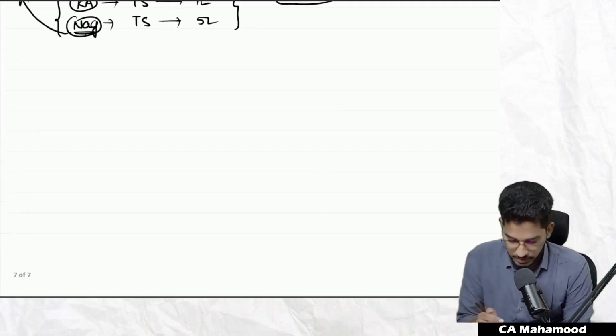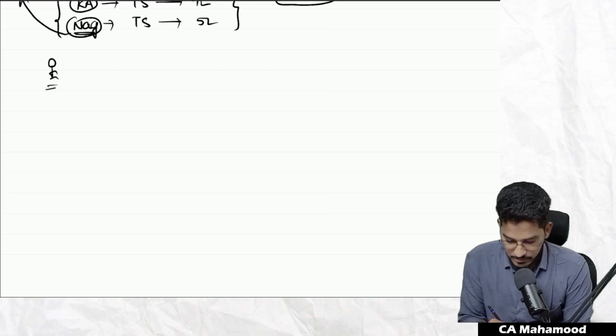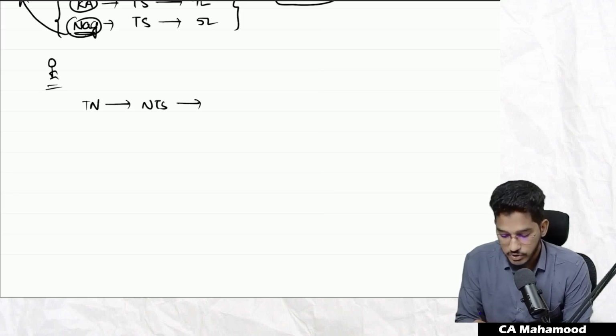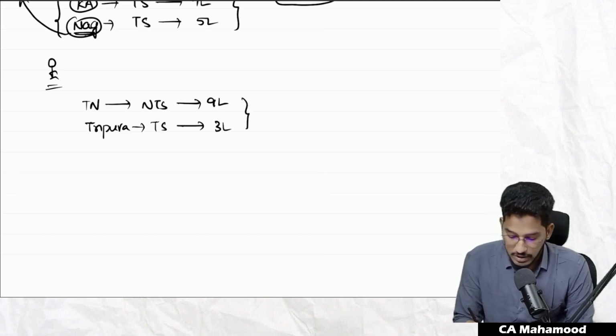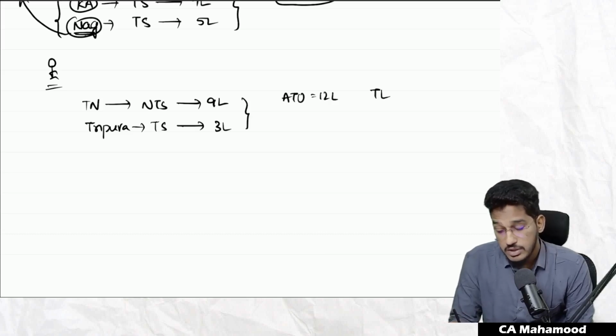Okay, so let me tell you one more example. There is a business person, he is making supply from Tamil Nadu. He is making non-taxable supply. He is selling alcoholic liquor for human consumption of how much value? Assume some 9 lakh rupees. He has a place of business in Tripura. From Tripura, he made a taxable supply of some 3 lakh rupees. Now you tell me what is the aggregate turnover? It is 12 lakh. What is the applicable threshold limit?